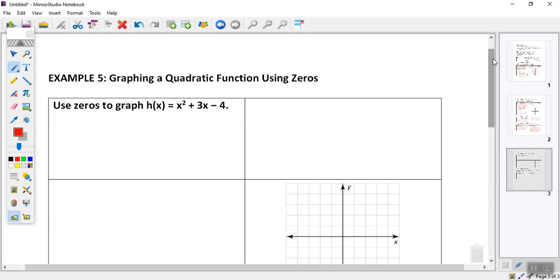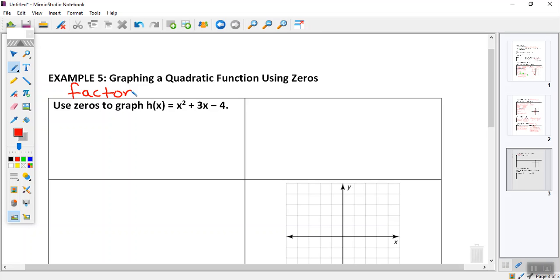Zeros. Now, this is not written in intercept form. And if it's not written in intercept form, there's a pretty good chance we're probably going to have to factor. Well, kids, here's the deal. This one here is just a 1x squared. So can you think of two numbers that multiply to negative 4 but add up to 3? Negative 4 and 1?